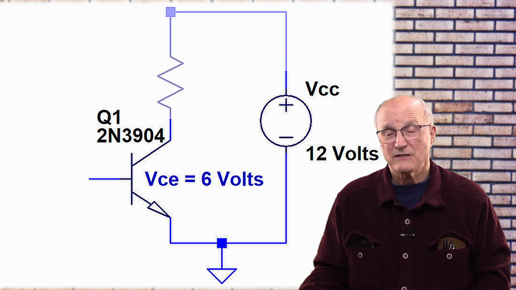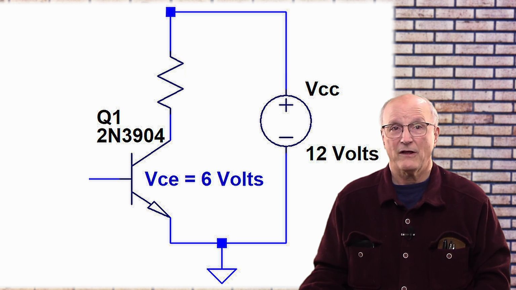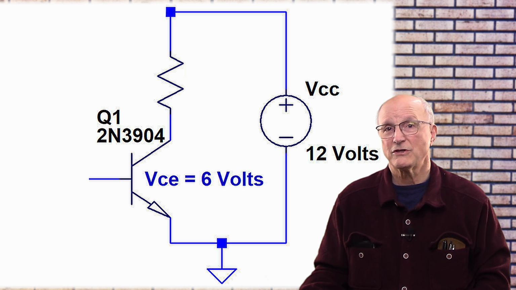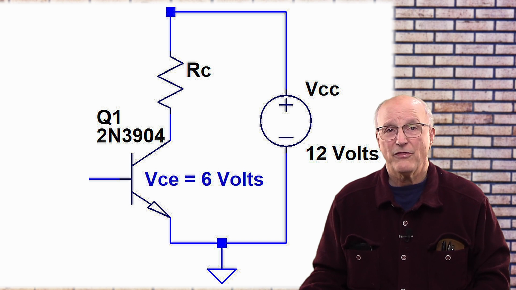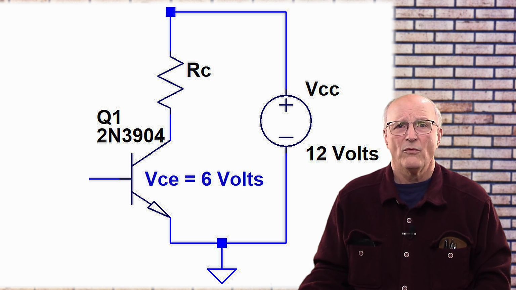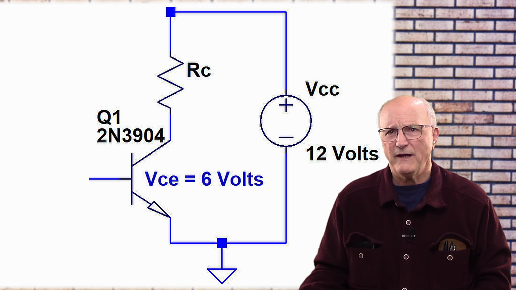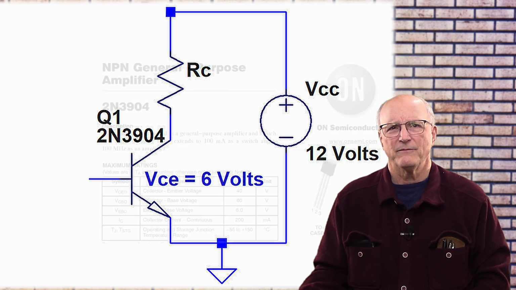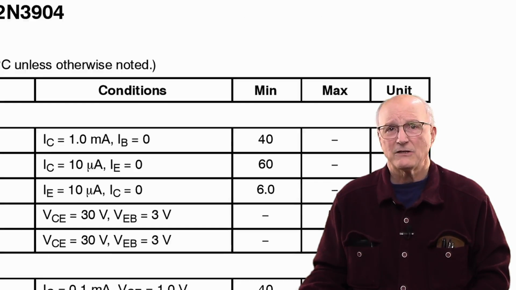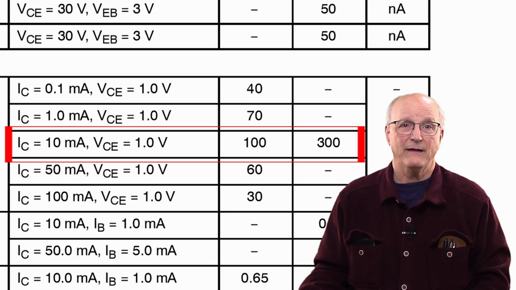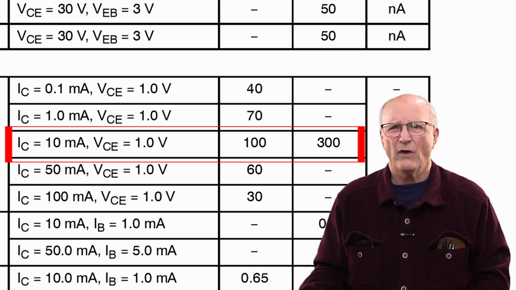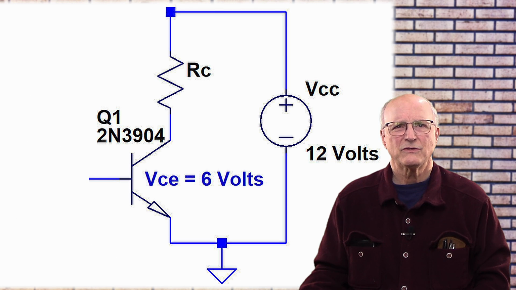To accomplish this, there needs to be a resistor between the power supply and the collector to drop the power supply voltage to the desired VCE of 6 volts. I will call this resistor RC. We are using a 2N3904 transistor. We need to know its DC current gain, or beta, so we will take a look at the data sheet. According to the data sheet, the hFE can be from 100 to 300 at a collector current of 10 milliamps. I'm going to choose a value midway between these two, so I'm going to use an hFE, or beta, of 200.